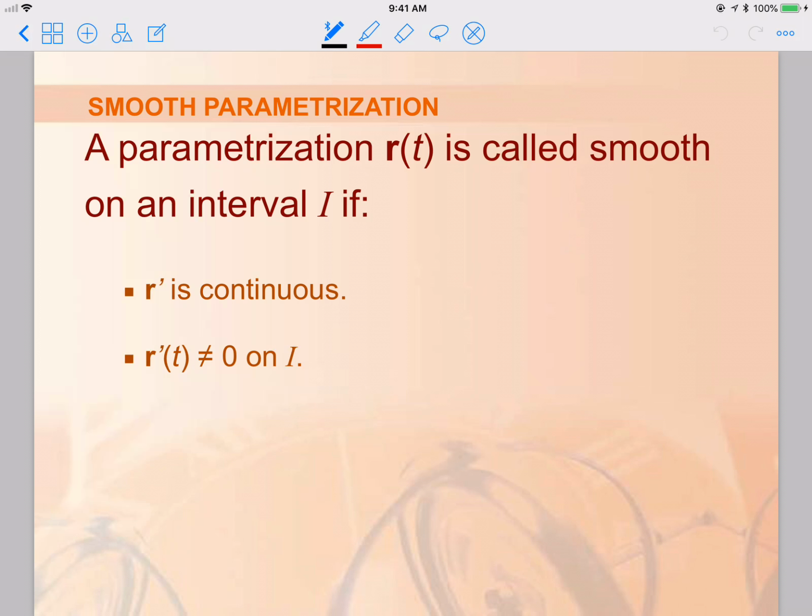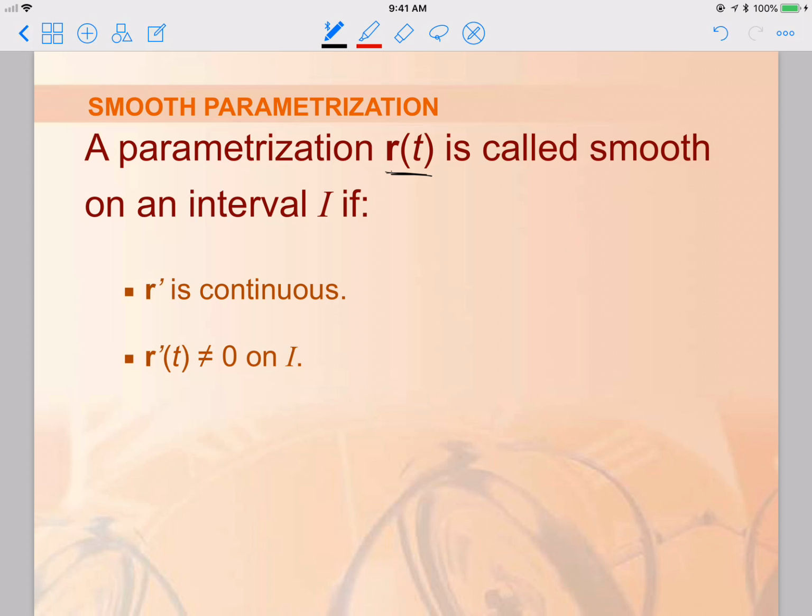Okay, so I want to introduce the concept of curvature. And let's start with talking about parametrization. Remember, we talked about parametrizations are different ways to take a curve and describe it with a vector function.